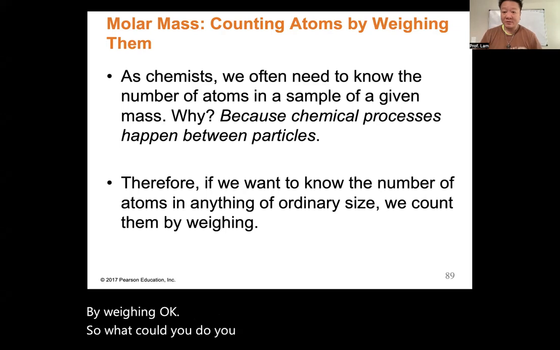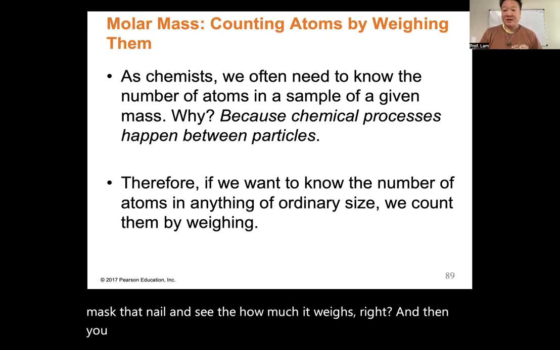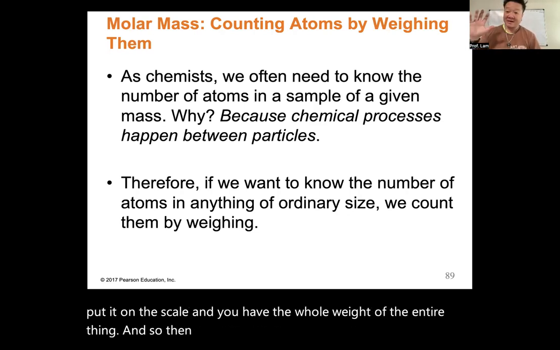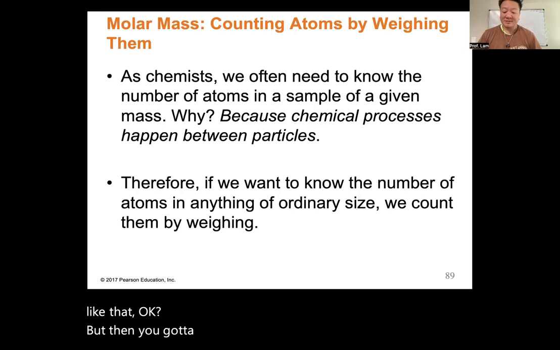So what could you do? You could take one nail and mass that nail and see how much it weighs, right? And then you can figure out the whole truck of nails. There's a way to put it on the scale, and you have the whole weight of the entire thing. And so then you can take that number and divide by one nail's mass, and you'll have a number, right? So it's something like that, okay?